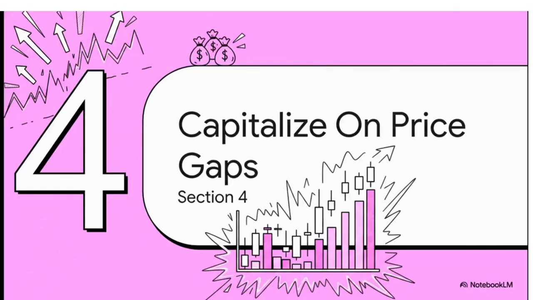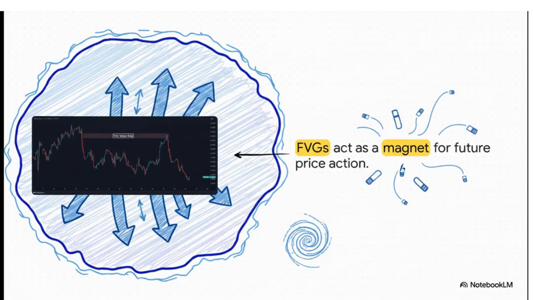Let's move to Section 4, Capitalizing on price gaps. So, along with order blocks, institutions leave behind another very distinct signature when they enter the market with extreme aggression, and that is a fair value gap, or FVG. When an institution injects massive volume to create that displacement we just talked about, the price jumps so incredibly fast that it leaves a literal gap where no trading occurred.